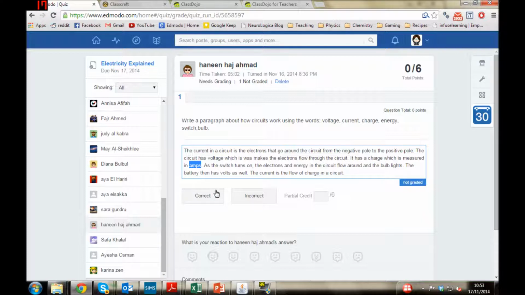Charge isn't even measured in amps. Amps is the measurement for current. Charge is measured in coulombs. Okay, so this is absolute rubbish here. That is the worst sentence I've ever read in my life.